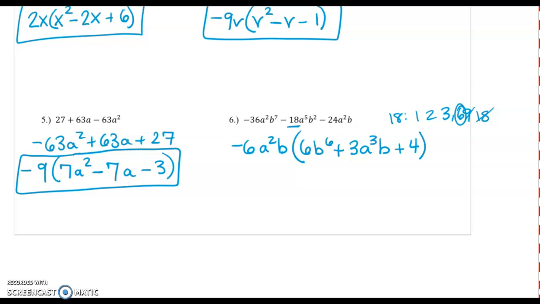Okay, so when I distribute this back in, negative 36, a to the second, b to the seventh, minus 18, a to the fifth, b to the second, minus 24, a to the second, b. Okay, so always check your answer here.